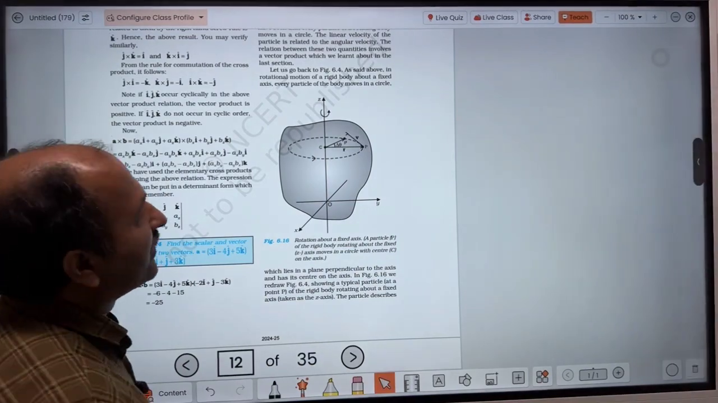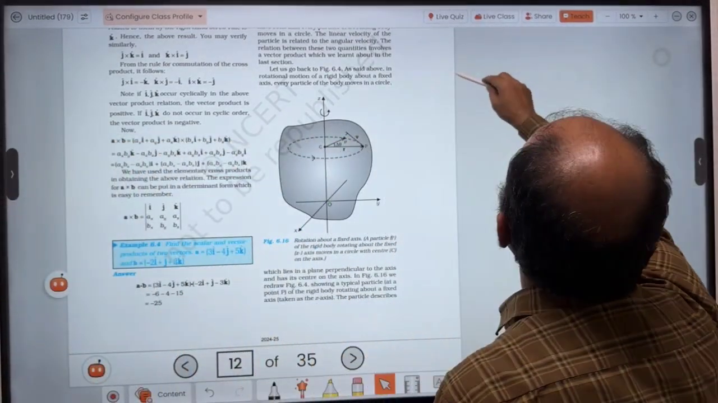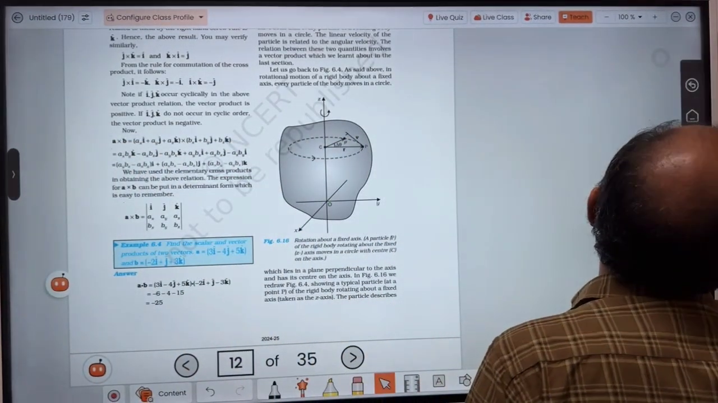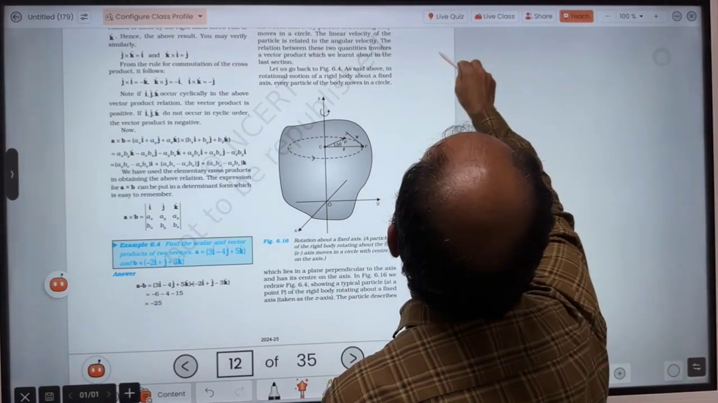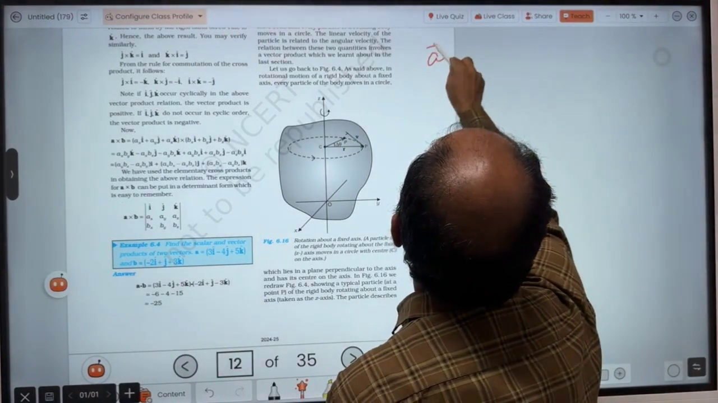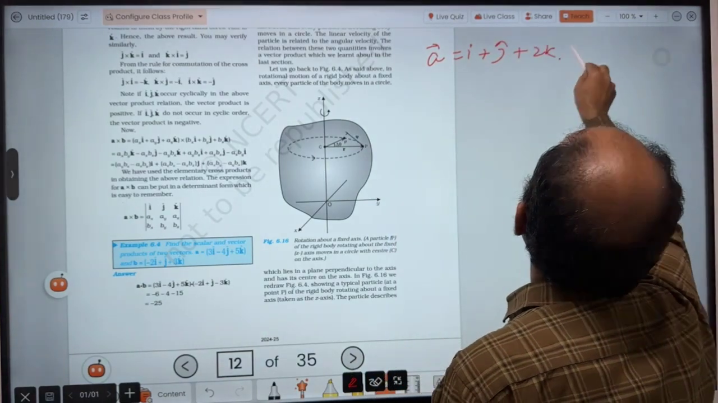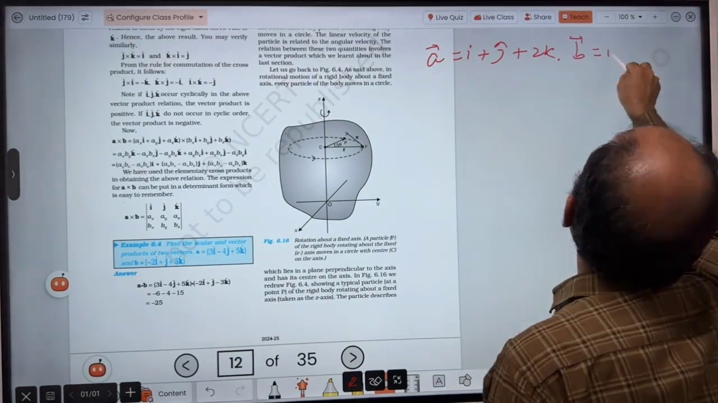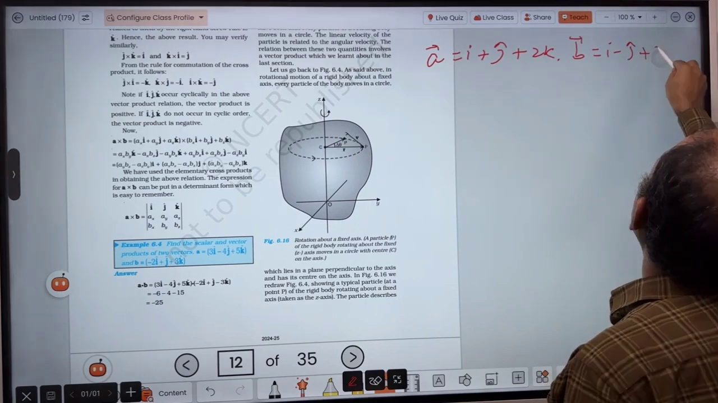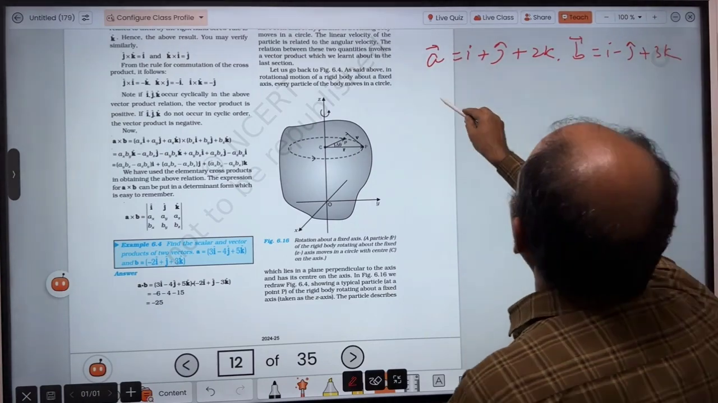Now suppose we consider the same in the form of vectors. Suppose we have to find the cross product of two vectors. Suppose vector A is given as i plus j plus 2k, and vector B is given as i minus j plus 3k, and we need A cross B.